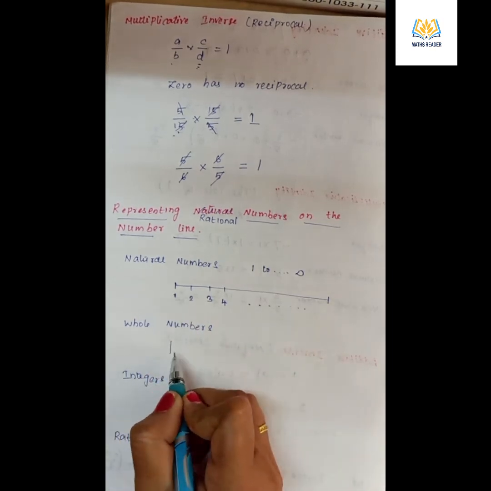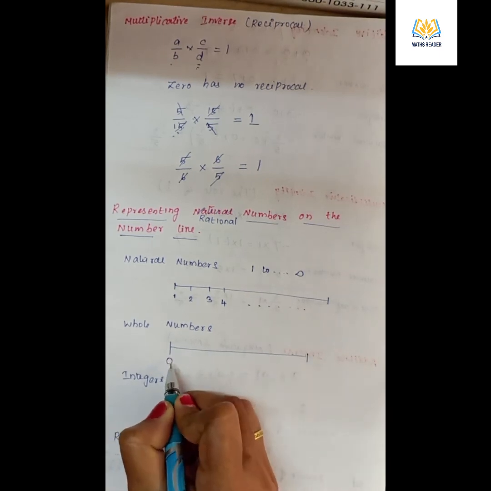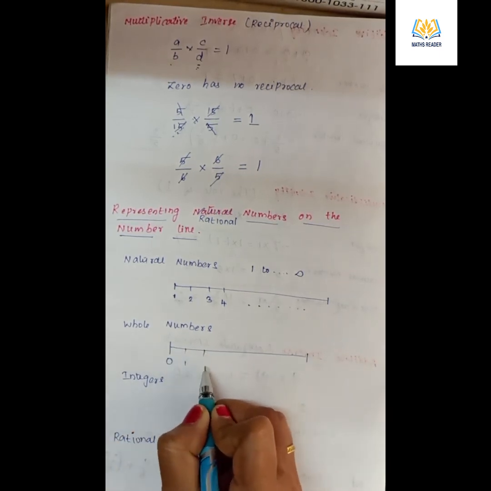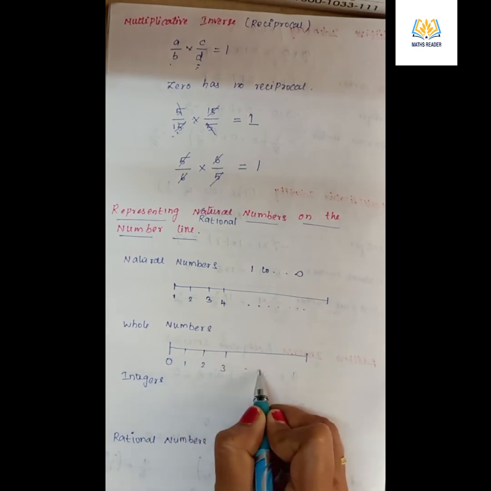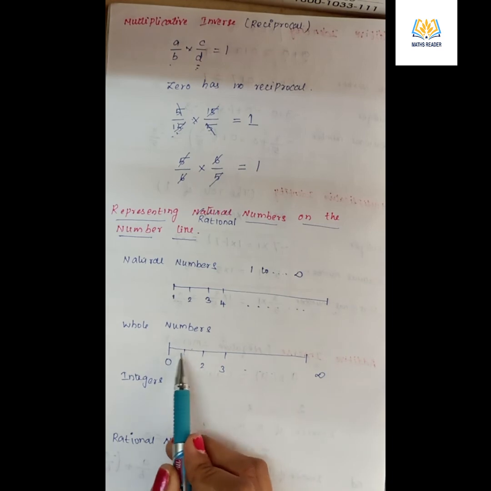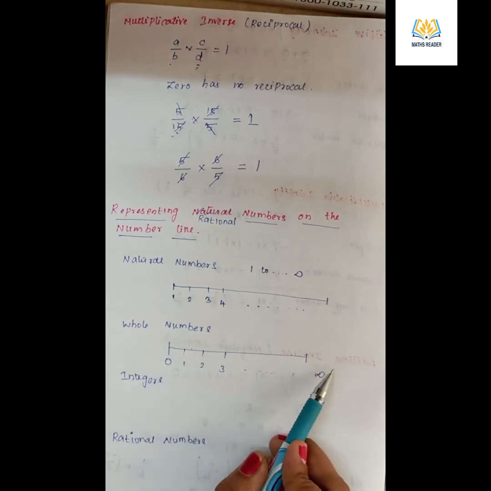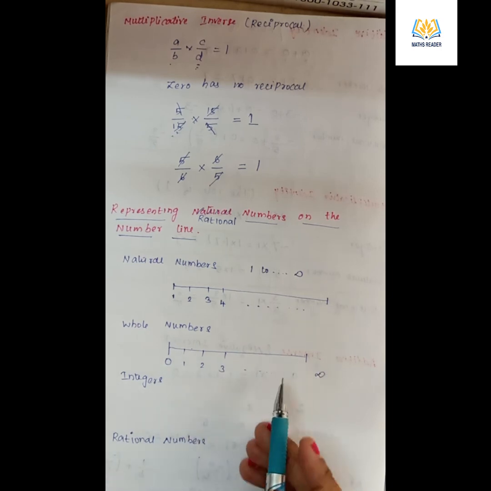Next is whole numbers. The whole numbers start from 0, 1, 2, 3 and go on infinitely. So the whole numbers start from 0 and extend only on the right side.